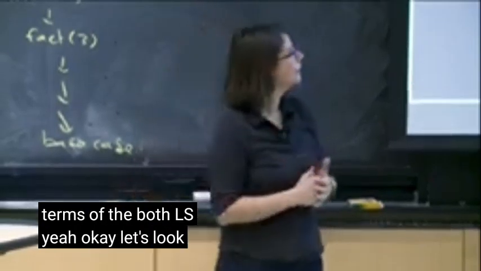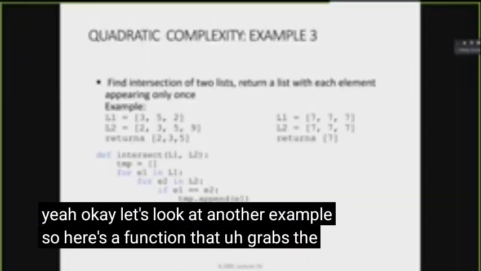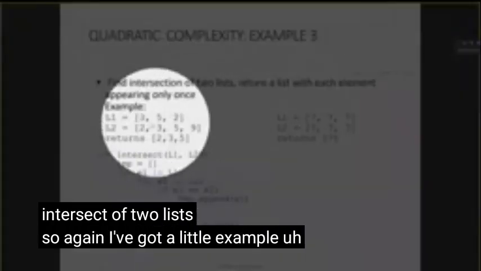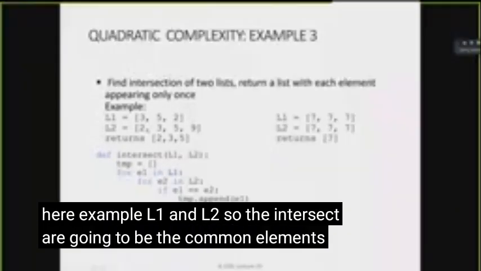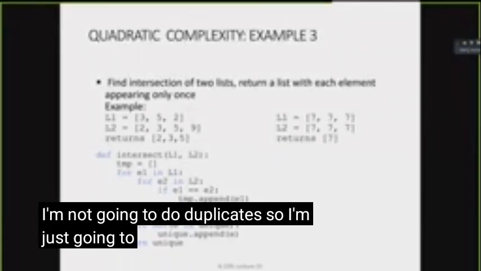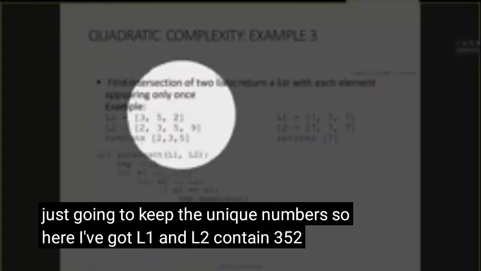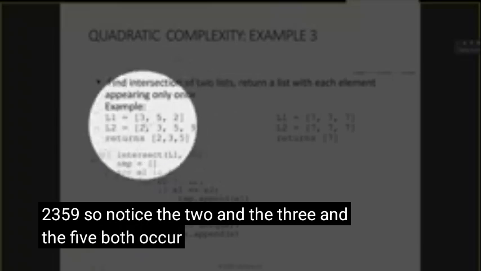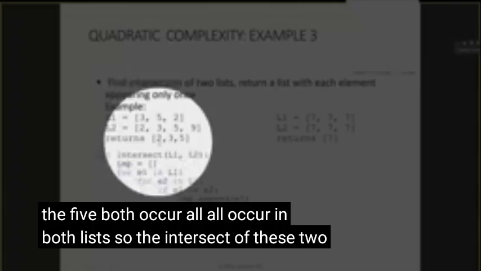Okay, let's look at another example. So here's a function that grabs the intersect of two lists. So again, I've got a little example up here, example L1 and L2. The intersect is going to be the common elements within L1 and L2, but I'm not going to keep duplicates. So I'm just going to keep the unique numbers. So here L1 and L2 contain 3, 5, 2 and 2, 3, 5, 9. So notice the 2 and the 3 and the 5 all occur in both lists. So the intersect of these two lists is 2, 3, and 5.